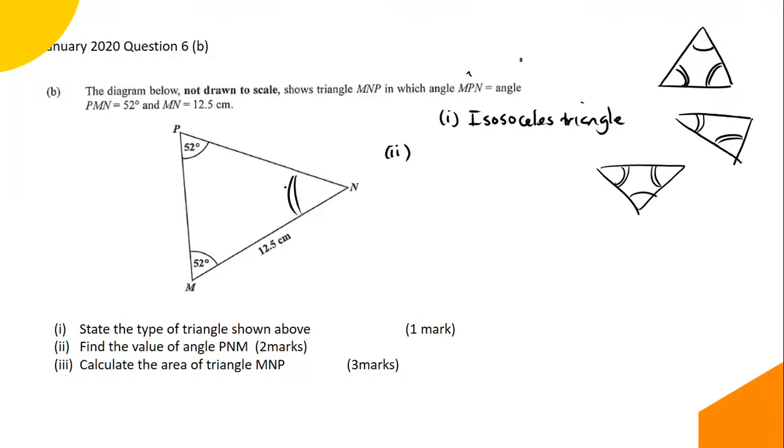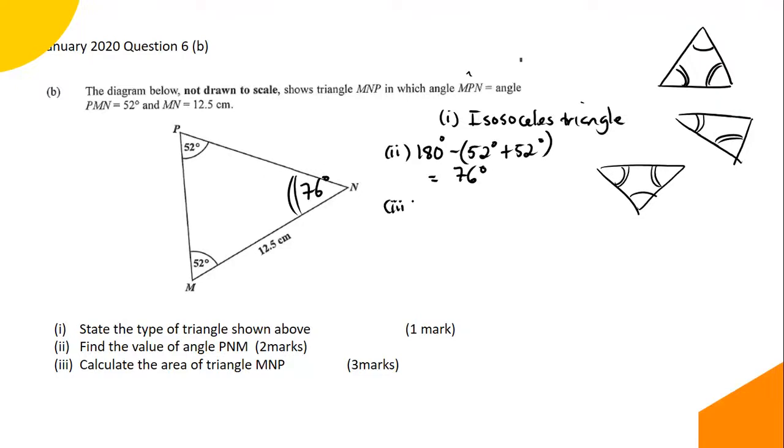Part 2, find the value of angle PNM. Oh gosh, that's so simple, right? All the angles in a triangle add up to 180 degrees. So to get that answer, it is 180 subtract the sum of the other two angles, 52 plus 52. All right, and that will give you 76 degrees. So this angle here is 76 degrees.